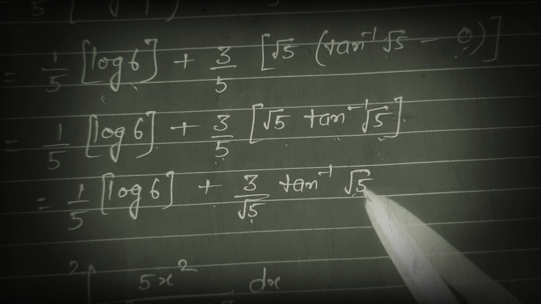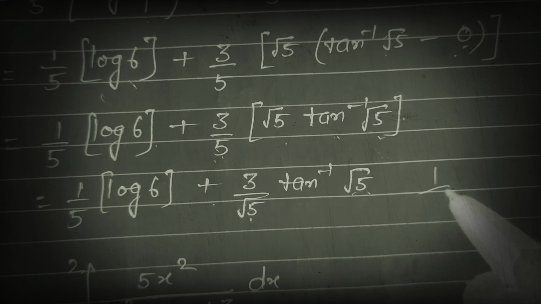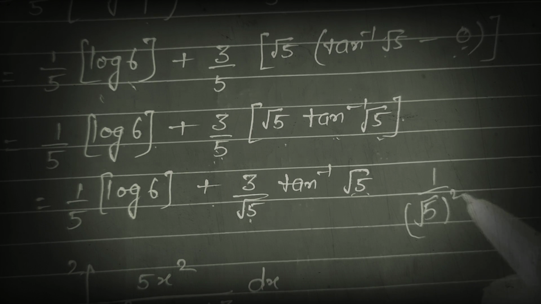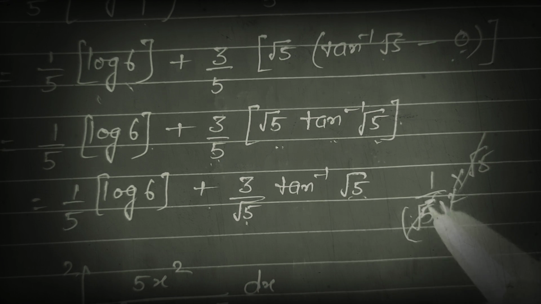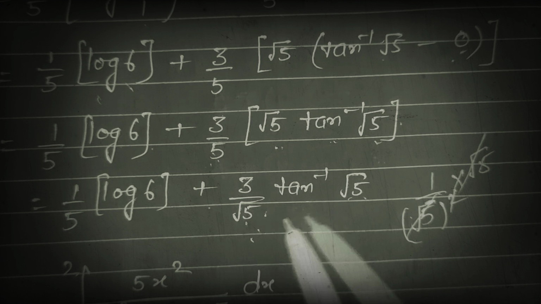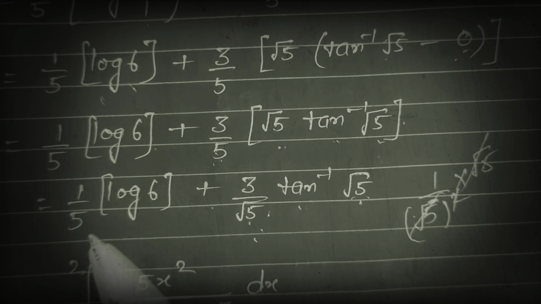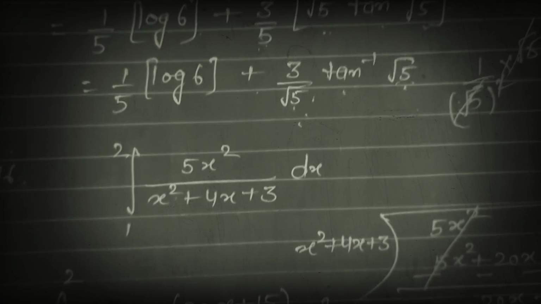Tangent inverse root 5. Denominator is 1 upon 5. 1 upon 5 is root 5 square and numerator root 5. So cancel, 1 cancel. So it will be root 5. So answer is 3 upon root 5 tangent inverse root 5. So this is the answer. Now come to the 16th question.